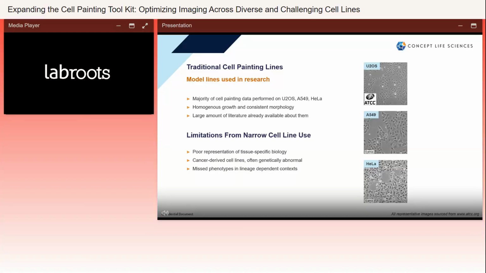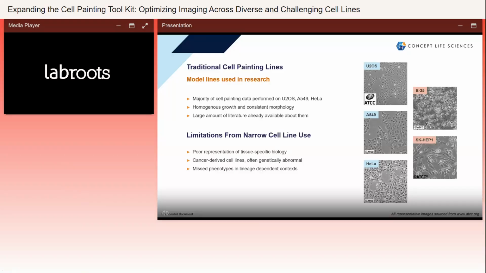Firstly, they're all cancer-derived and often highly aneuploid, and that means that they're often genomically unstable and can have altered signaling pathways compared to regular physiology. A good example of this is the dampened p53 response seen in some cancer lines, which affects the interpretation of DNA damage signatures. Their tissue origin can be poorly representative of the biology that we're trying to model. For example, the osteosarcoma-derived U2OSs being used to study hepatotoxicity or neurodegeneration isn't ideal due to the lineage of the tissue.